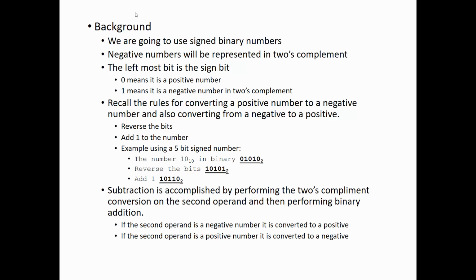Subtraction inside a computer is accomplished by performing two's complement on the second operand and then actually performing a binary addition. So overflow is really detected the same way in both types. If the second operand is a negative number, in a subtraction it is converted to a positive, and if the second operand is a positive number, it is converted to a negative number.